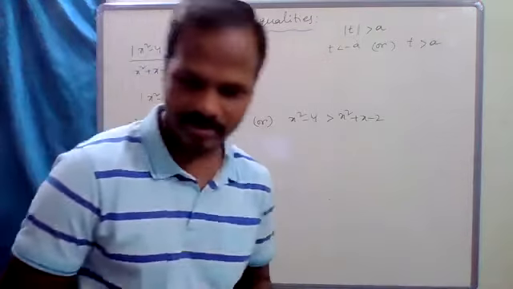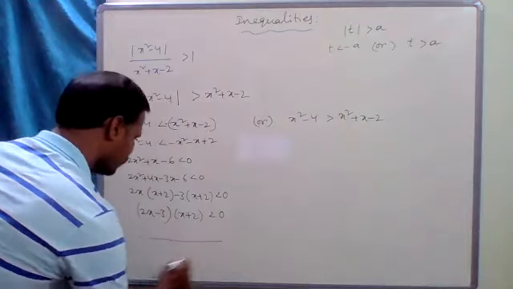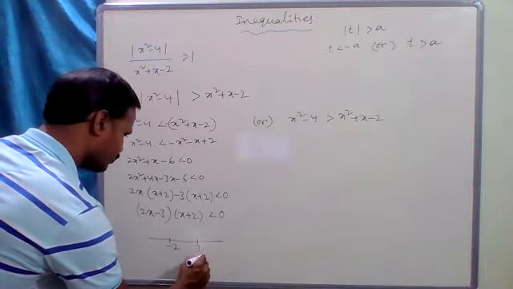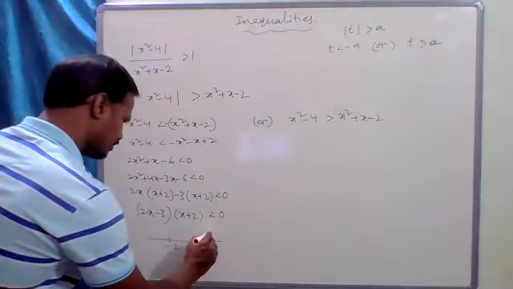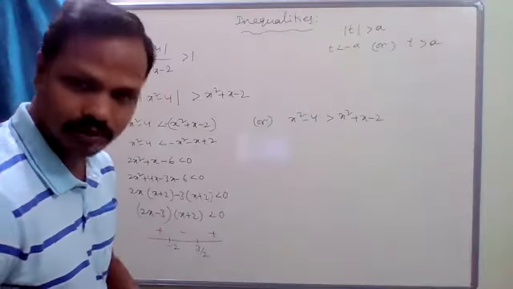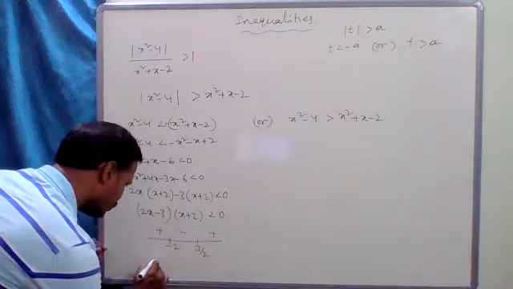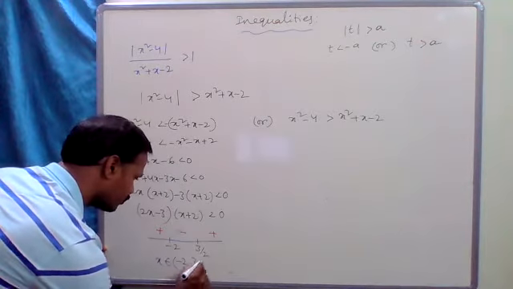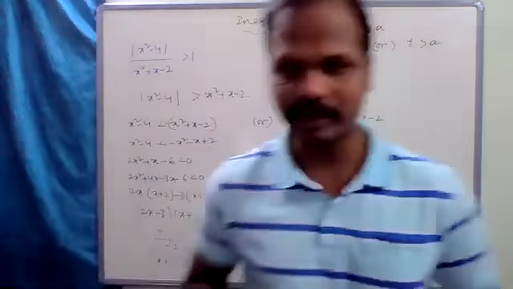Okay. Now take the real line. So mark −2 and 3/2 on it. And now the signs are plus, minus, plus. So what you have to take? You have to take the negative region, that is this one. So x belongs to (−2, 3/2).